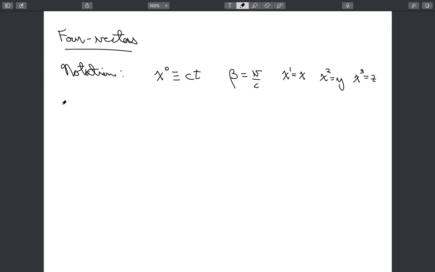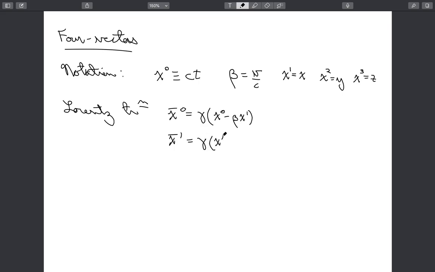Now the point is that we can write our transformation, so the Lorentz transformation, in the following way. We will say that x bar 0 is equal to gamma times x0 minus beta x1. We have x bar 1 is equal to gamma times x1 minus beta x0, and for the other two they're just unchanged. X bar 2 is equal to x2, x bar 3 is equal to x3.